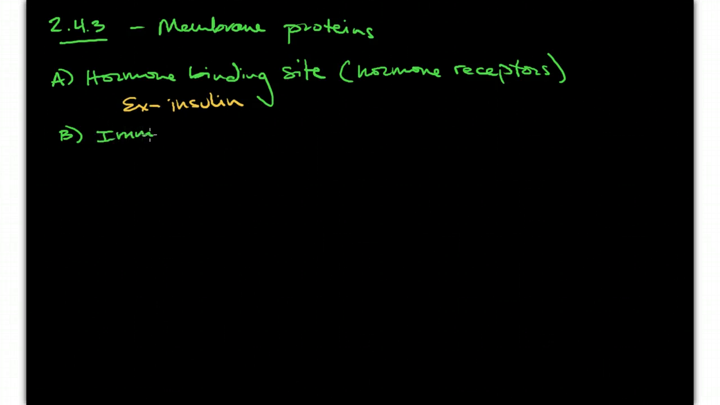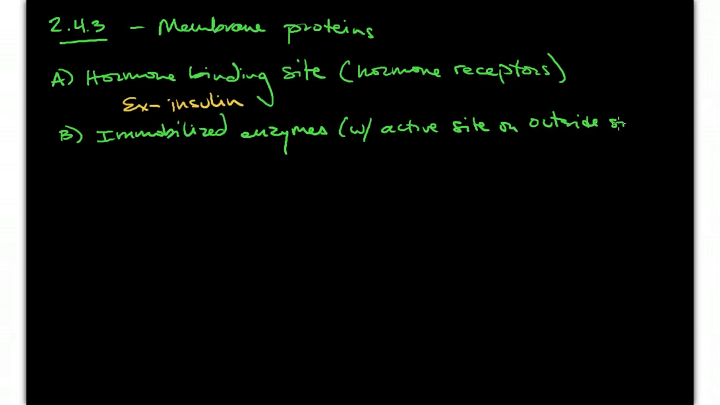Secondly, they're immobilized enzymes, with the active site on the outside of the cell. Okay? But basically what they're doing is staying stationary in the membrane. They're not just floating around, and if the substrate of the enzyme touches or fits into the active site, the enzyme will work. And a good place that we find these would be in the small intestine.